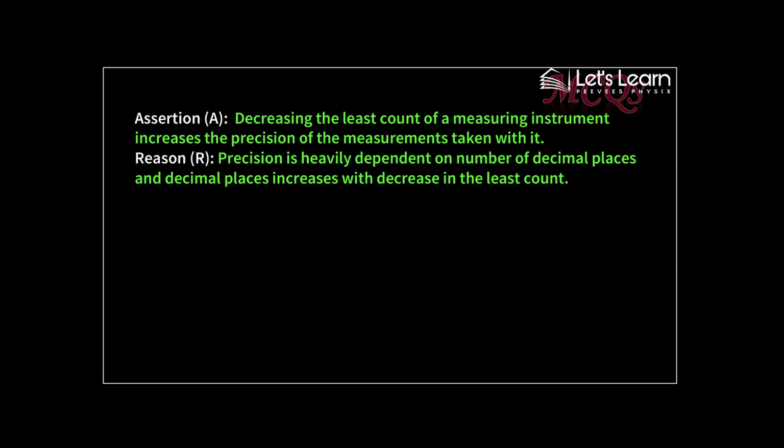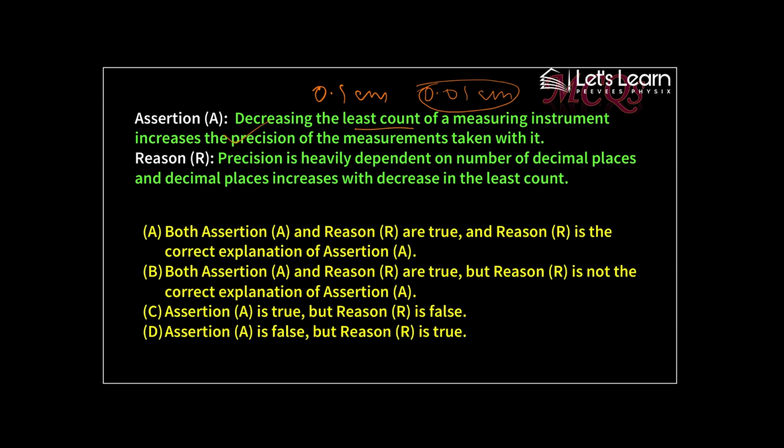Another assertion reasoning type: decreasing the least count of an instrument. I will show you one instrument has a least count of 0.1 centimeter. Another instrument has a least count of 0.01 centimeter. So decreasing means it increases the number of decimal places, which will increase the precision. True. Let's see the reason.